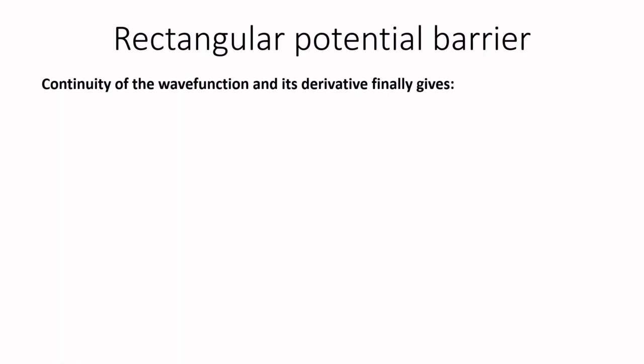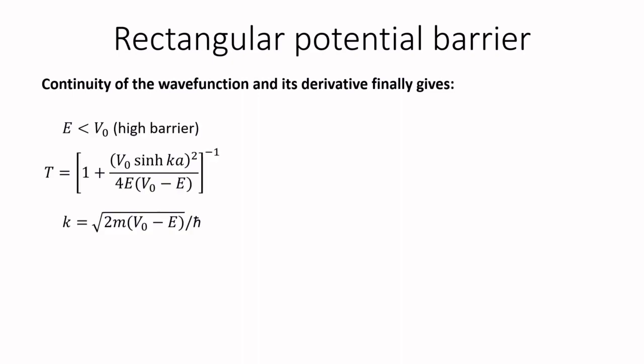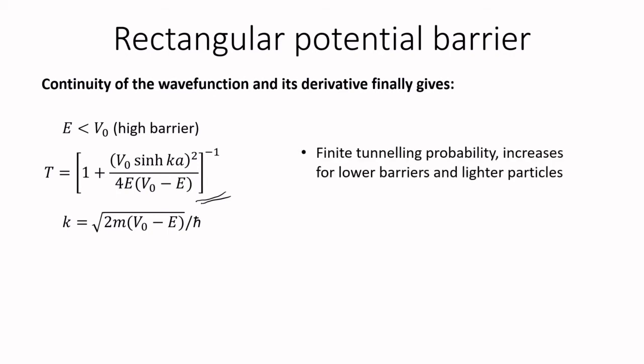Now, if we put these together and assert that the wave function and its derivative must be continuous everywhere, we get out a system of equations that can be easily solved. For E smaller than V0, which is the high barrier case, the transmission is given by this term. This is obviously a non-zero number, so unlike for the classical case, we get a finite tunneling probability, which increases for lower barriers and lighter particles.